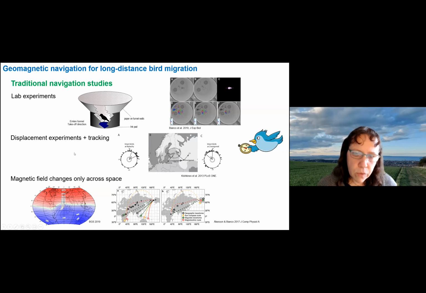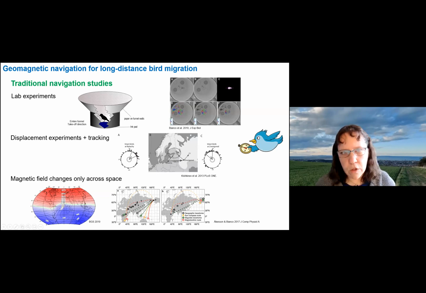That has improved recently with various displacement experiments, for example, taking birds somewhere else or just creating a fake magnetic field inside these cages, and also maybe including some tracking. But still it's not really clear what happens after they depart. There have also been some simulation studies of how birds could have done it, but most of them only assume that the magnetic field changes across space, but not in time.